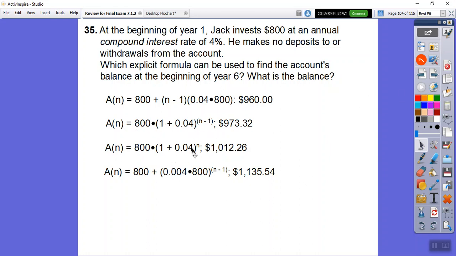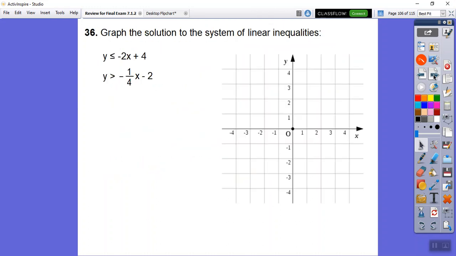This one would get me just, if I plugged in 1 right here, whatever 1.04 to the 1 is, which is 1.04, that wouldn't get me 800 when you plugged in 1. So anyways, that's the answer right there. Okay. All right, almost done.